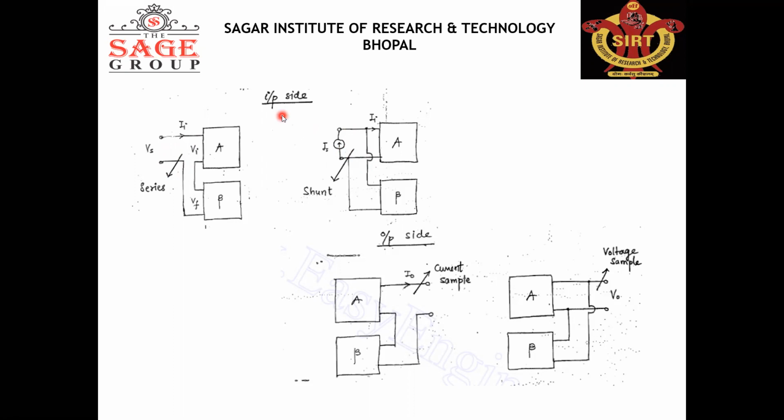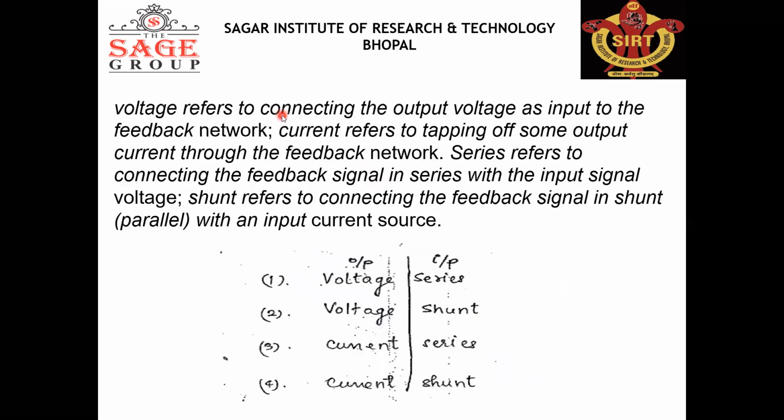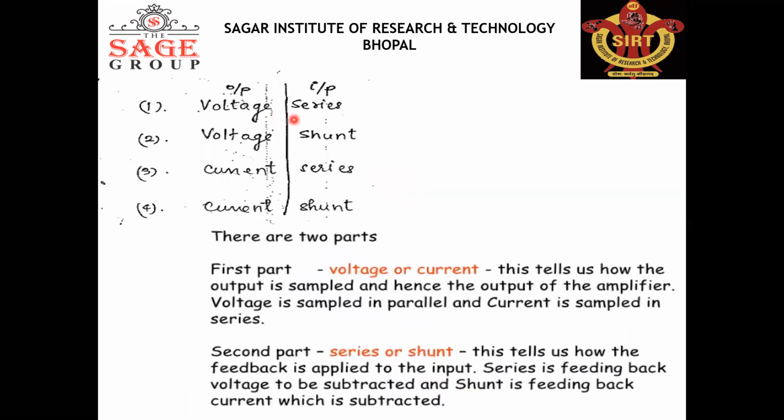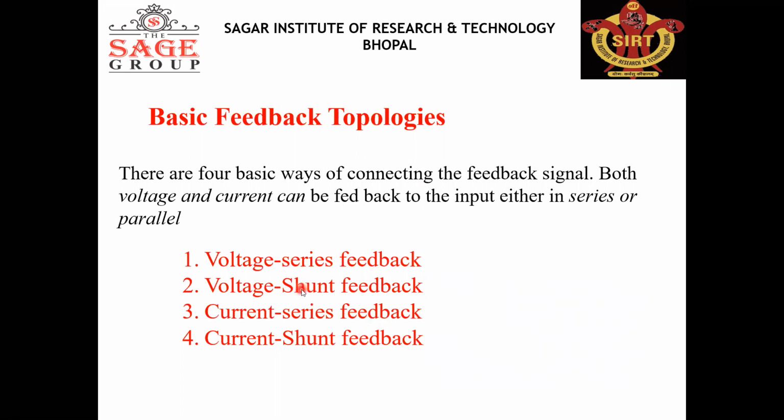So mixing: the second word of our topology is series and shunt. Series shows that the input mixing is done in the form of voltage, and shunt shows that mixing is done in the form of current. Whereas series shows that mixing is done in the form of voltage, shunt shows that mixing is done in the form of current. Right?